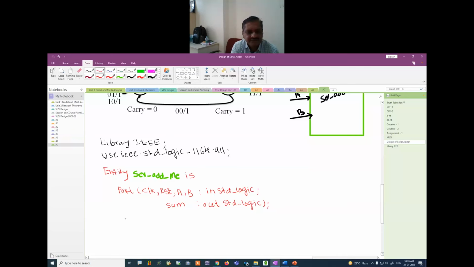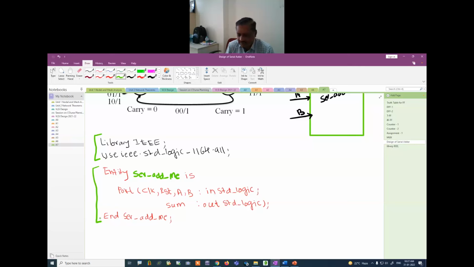Finally, it is the end of the entity. That is end serial underscore adder underscore Mealy, followed by the semicolon. Look at this part. This is the library declaration. This is the entity declaration. Is it right?